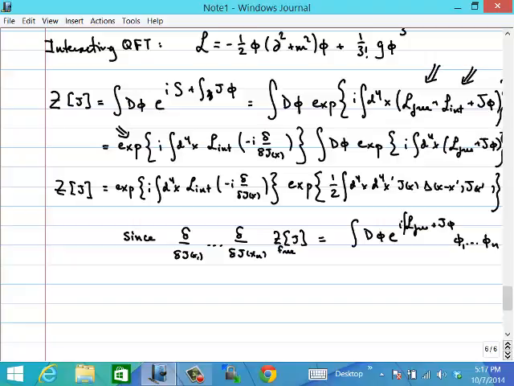I'm getting some blank looks. Should we do this a little bit more explicitly, or shall I continue? Okay, a little bit more explicitly.